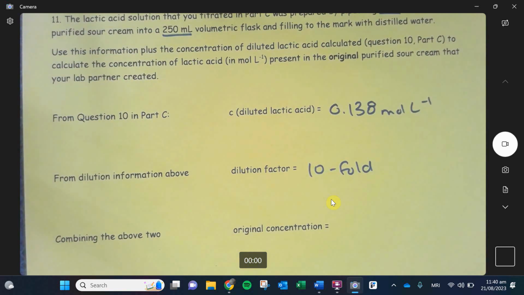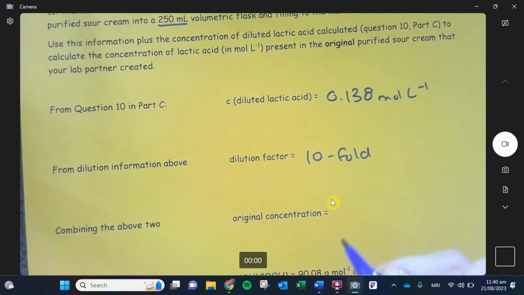Based off of the instructions I gave you, we know it's a 10-fold dilution. And so we want to backtrack and go, what was the concentration of the undiluted solution? So should I multiply or divide? Multiply. Because it's 10-fold diluted. The original concentration is 10 times more concentrated. So that's why I'm multiplying.